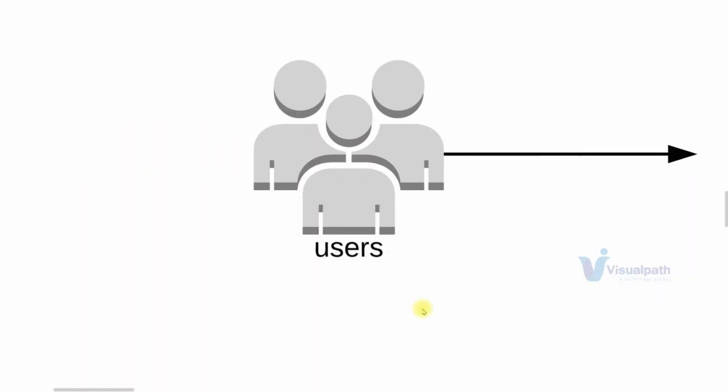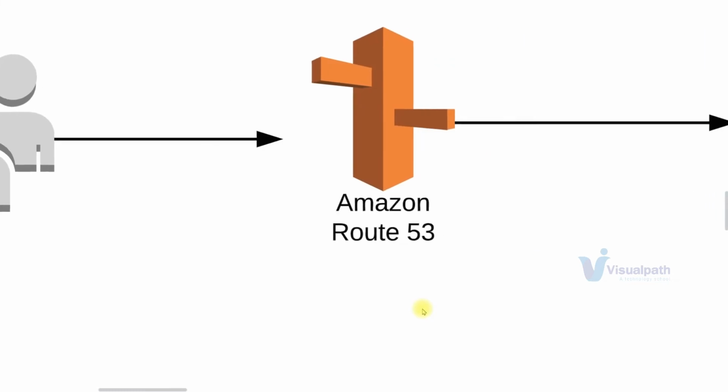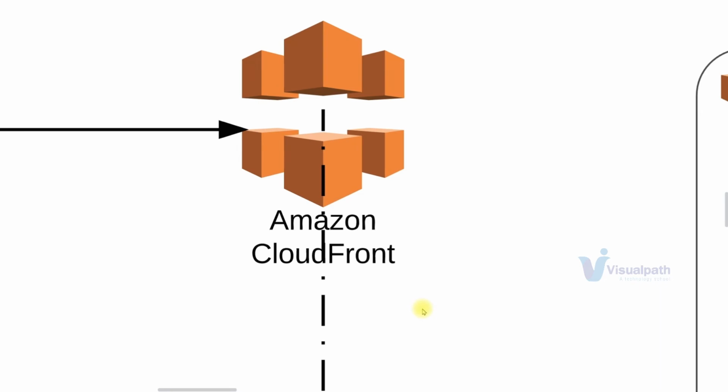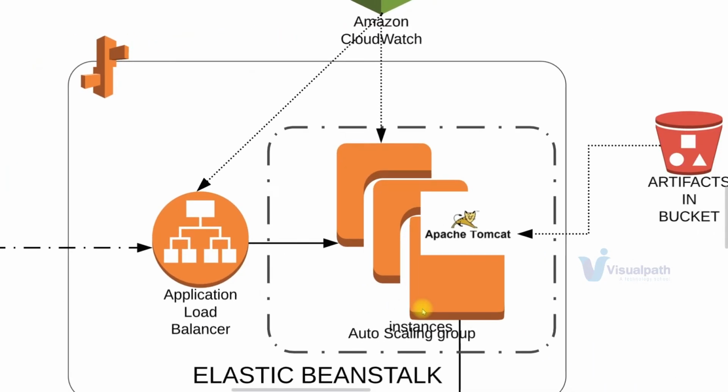So user will access our URL, which will be resolved to an endpoint from Amazon Route 53. The endpoint will be of Amazon CloudFront content delivery network, which will cache so many things to serve the global audience. From there, the request will be redirected to application load balancer, which is part of your Elastic Beanstalk.